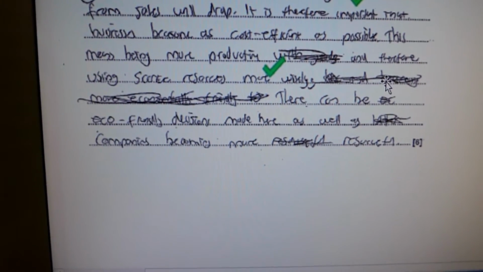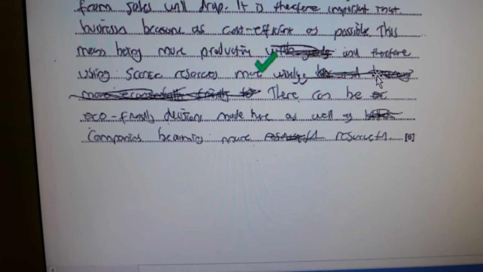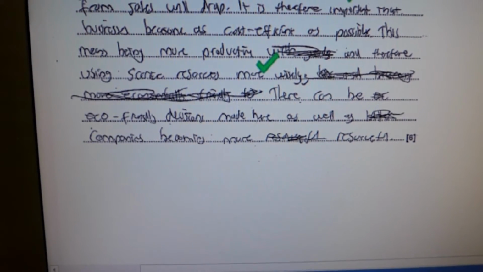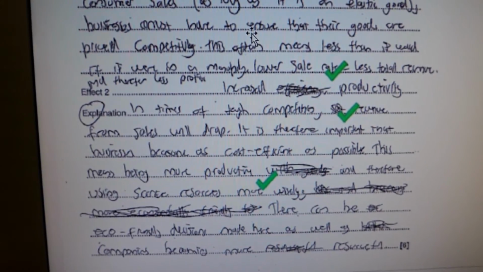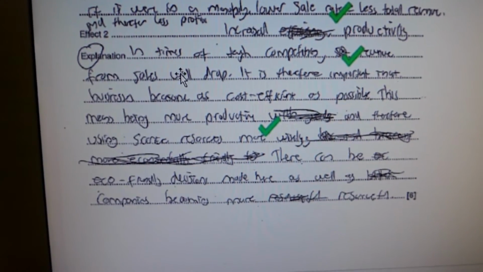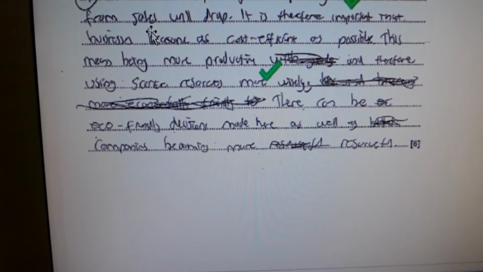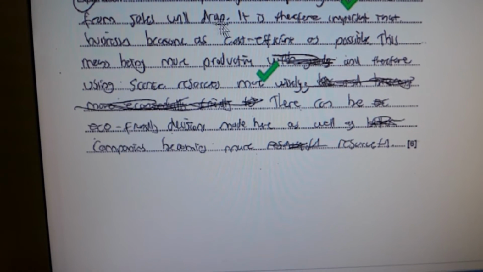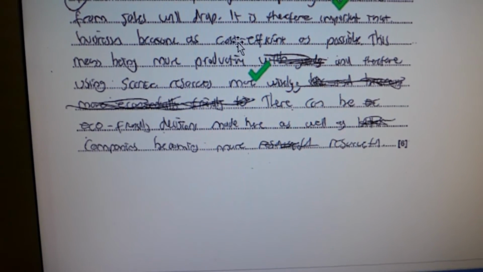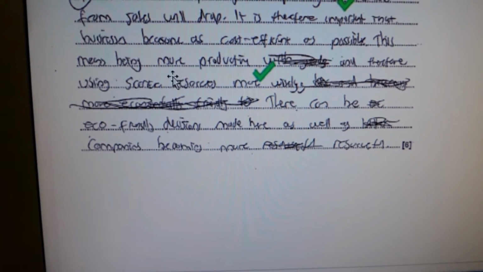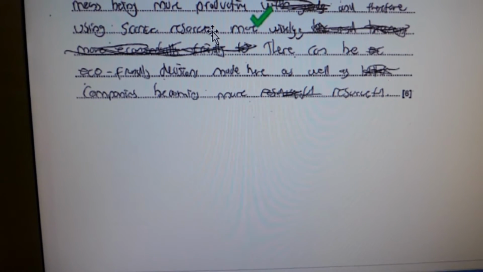And then secondly, what have we got? Secondly, as the effect, they've written increased productivity. And the explanation: in times of tough competition, revenue from sales will drop. It is therefore important that businesses become as cost efficient as possible. This means being more productive and therefore using scarce resources more wisely.